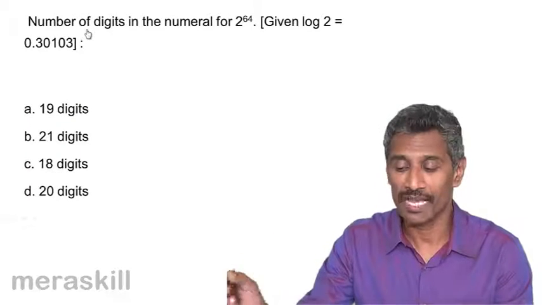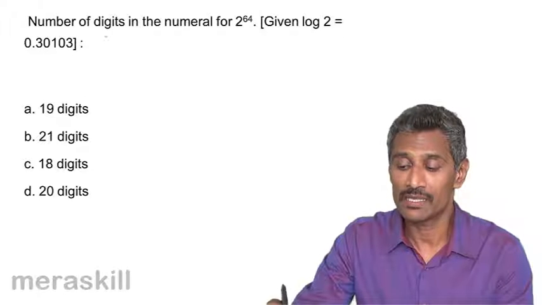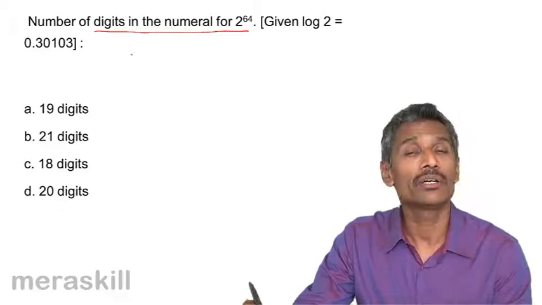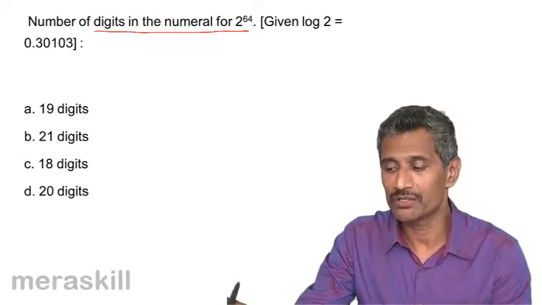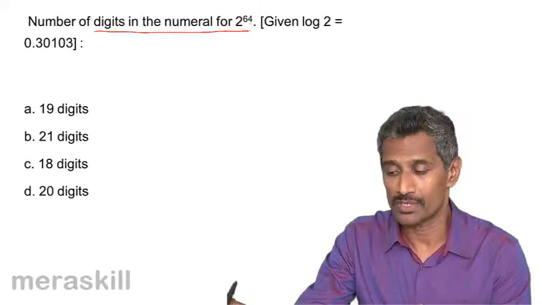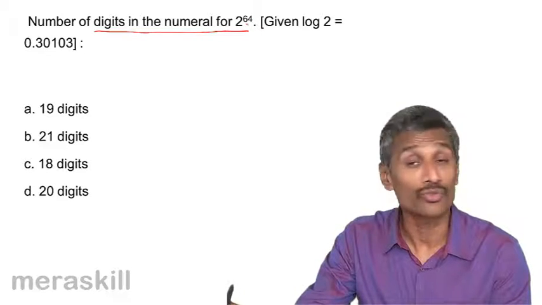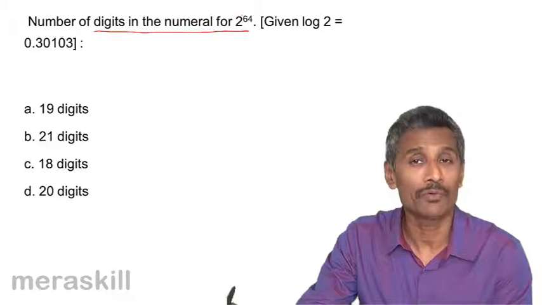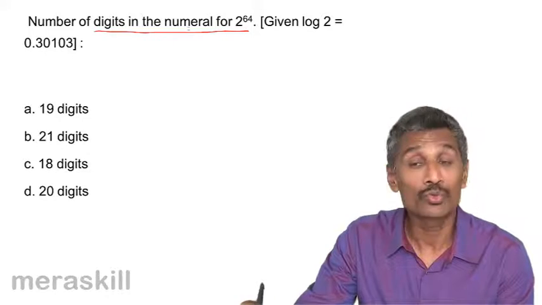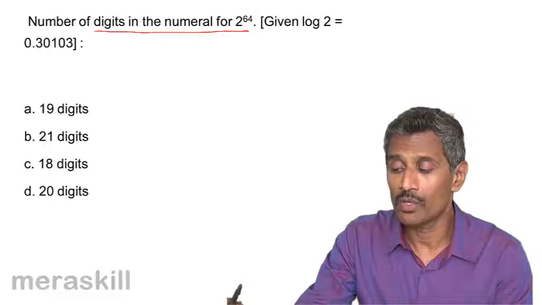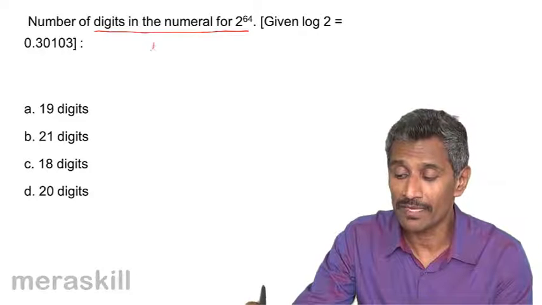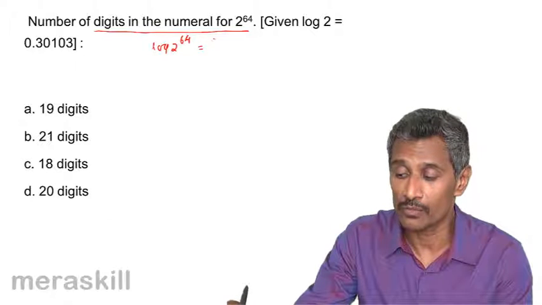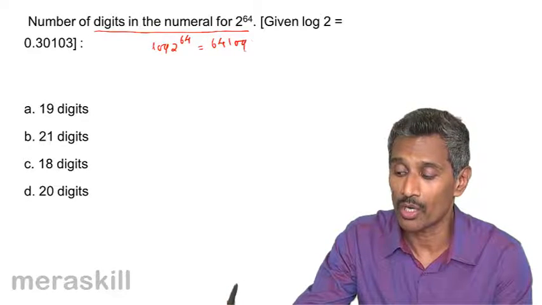Okay, so what we have next is the number of digits in the numeral for 2 raised to 64. Now here we need to go a little bit off the usual path because it is basically concerned with using the log table, although we may not really need to use the log table over here. We need to find how many digits we would have before the decimal point for this. So you have 2 raised to 64. We'll find out what log of 2 raised to 64 is. So log 2 raised to 64 is 64 into log 2.